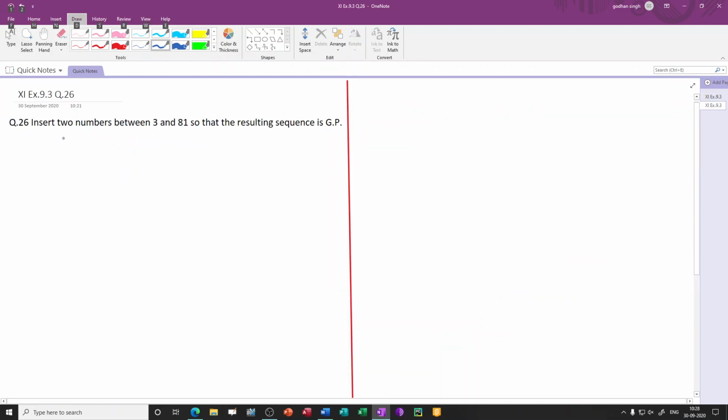Question number 26. Insert two numbers between 3 and 81 such that the resulting sequence is GP. So solution number 26. Let capital A1 and capital A2 be the two required numbers.